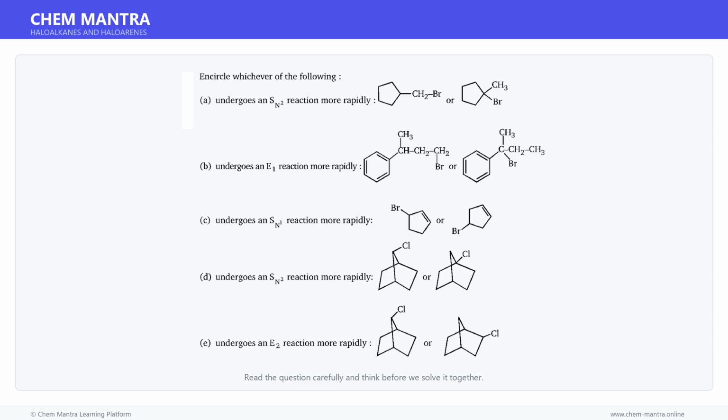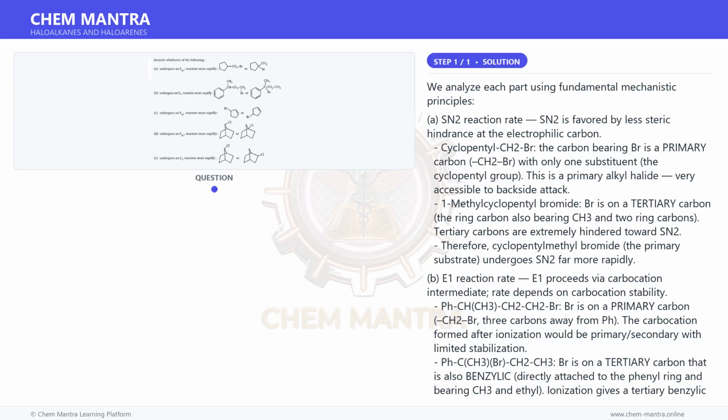Here is a matching type question. Study the items in both columns carefully. Try to work out the matching before we solve it together. Let us begin solving this step by step. We analyze each part using fundamental mechanistic principles.